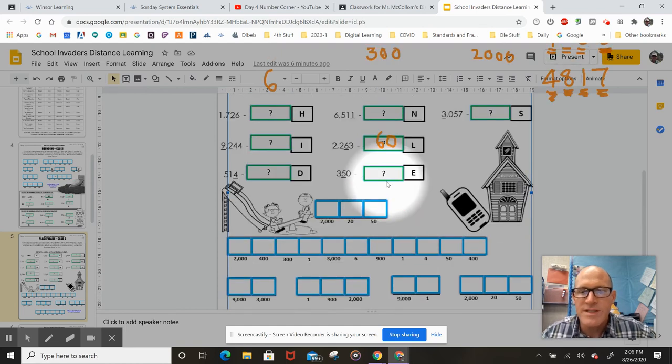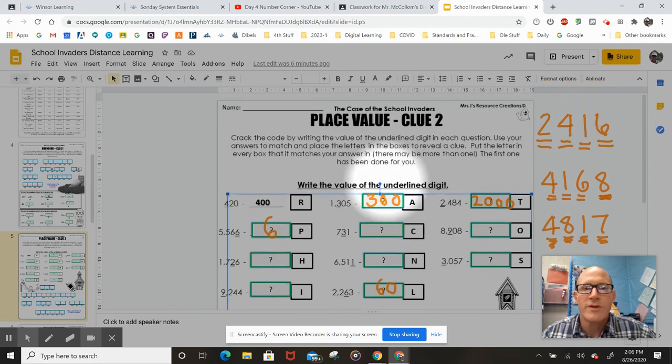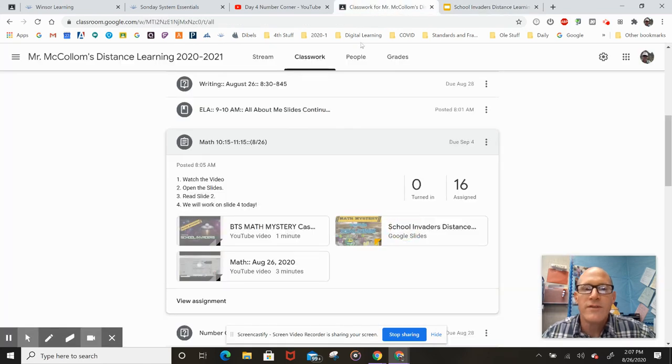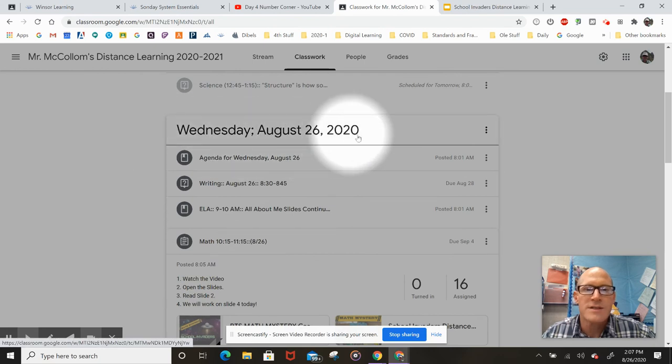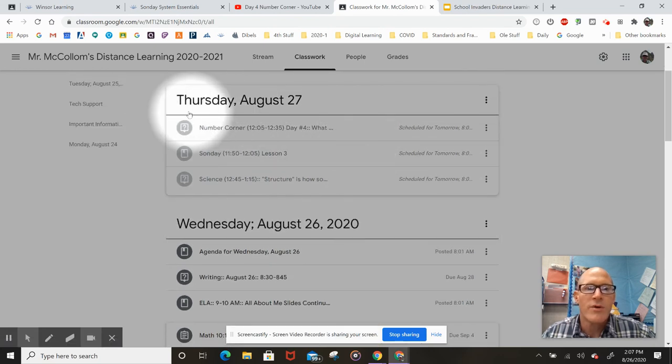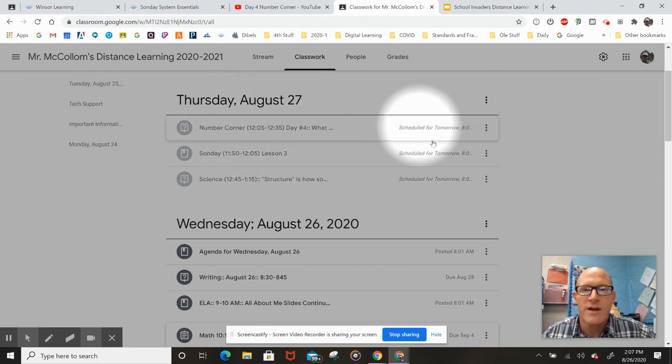All right, so hopefully that explains what we're going to be doing today. We're going to be looking at this place value clue 2. It is slide 5 of our slide deck for math, the School Invaders. Where did we find it? We found it here at math. Since I assigned it on a Wednesday, it's going to be on Wednesday's work. So when you look at the work for Thursday, it's just going to be a little announcement with this YouTube video on it, about where to find it.